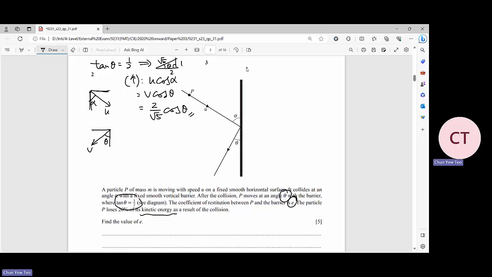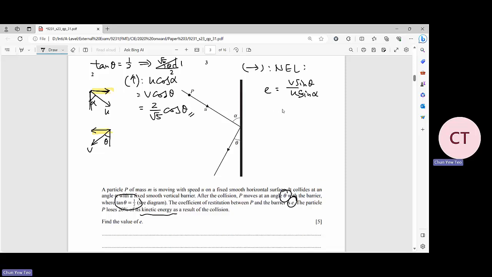Then if you go horizontally with Newton's experimental law, or the law of restitution, you have e equals to v divided by u. This one is involving the horizontal motion, which is here and here, before and after. So before it goes this way, after it goes this way. Then this one is supposed to be v sin theta, and this one is u sin alpha.